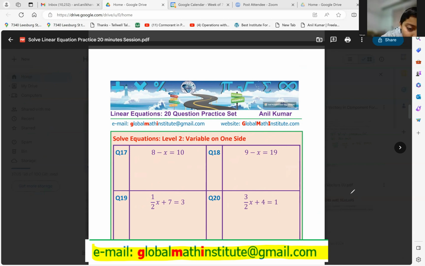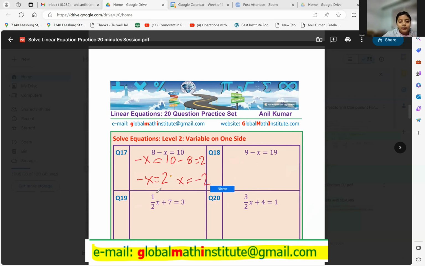Okay, so you're left with minus x. The first part equals to 10 minus 8, which is 2. So you know minus x equals to 2, but you want to find x, so you flip it around.